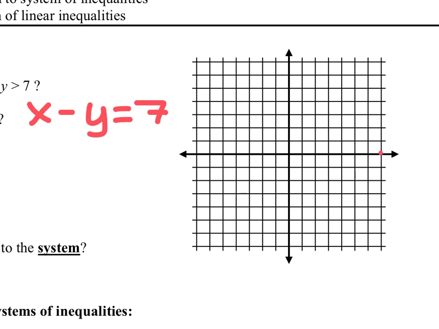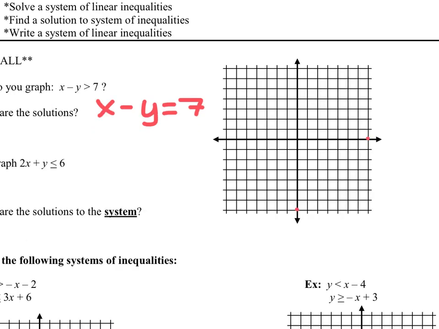And then to find the y-intercept, you change x to 0, which would make negative y equals 7, so the y-intercept is negative 7. That would be down 7 spaces on the y-axis, so that would be down here. And we're going to connect with a line. But in this case, before you make the line, you have to go back to the inequality, which is greater than, and if you remember, that means you're going to have a dotted line. So when I connect, instead of drawing a solid line, I draw a dotted line.